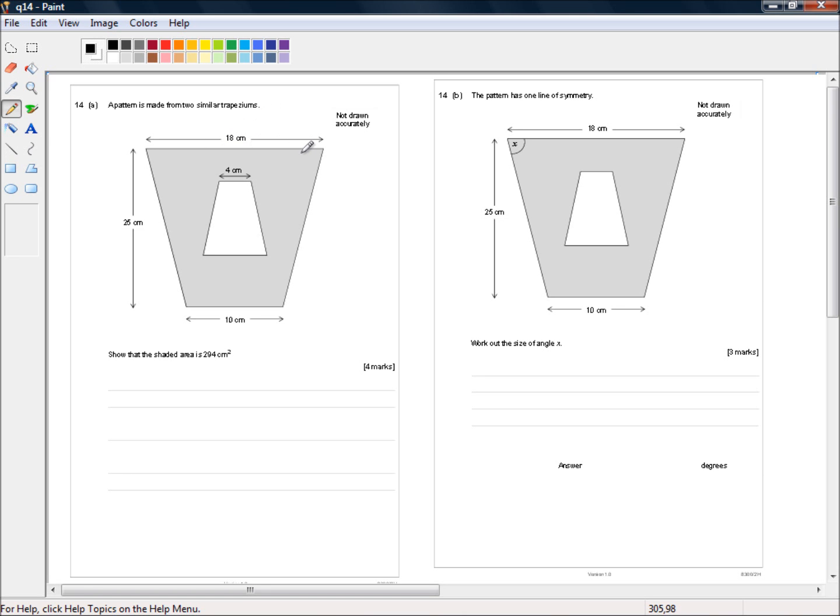If you are doing an American exam and you're just looking at this for reference, in Britain we call this shape a trapezium. It's got two parallel lines. You would call it a trapezoid, but we call it a trapezium. Okay, so we're told show that the shaded area is 294 centimeters squared.